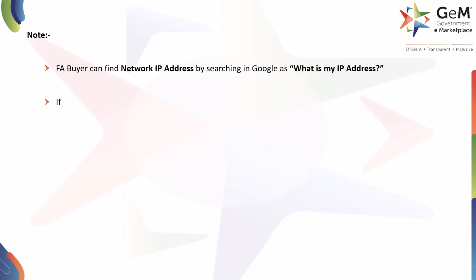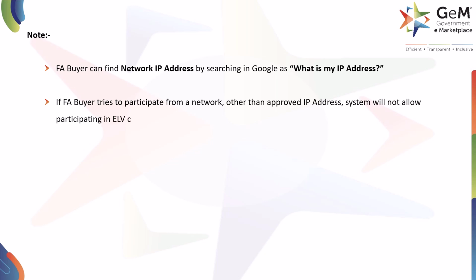Note: The FA buyer can find the network IP address by searching in Google for "what is my IP address." If the FA buyer tries to participate from a network other than the approved IP address, the system will not allow participating in the ELV category auction.